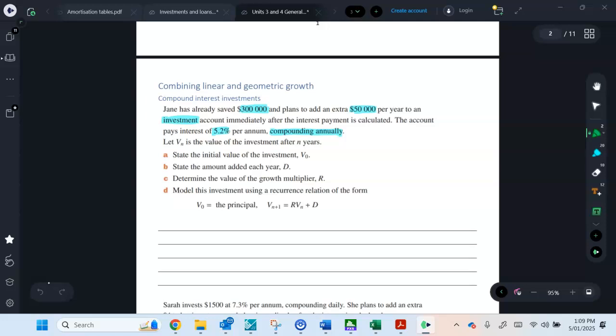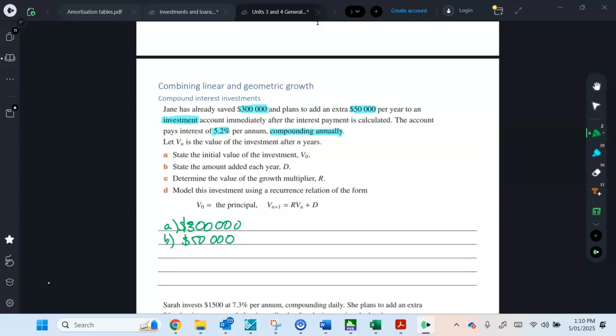So state the initial value. She saved 300,000. So our initial value is, whoops, I was about to write 500,000, 300,000. State the amount added each year. Now you're adding a value, so it's got to be positive. Even if it was repayments, it would still be positive. So just make sure you think of it in the context of the problem.